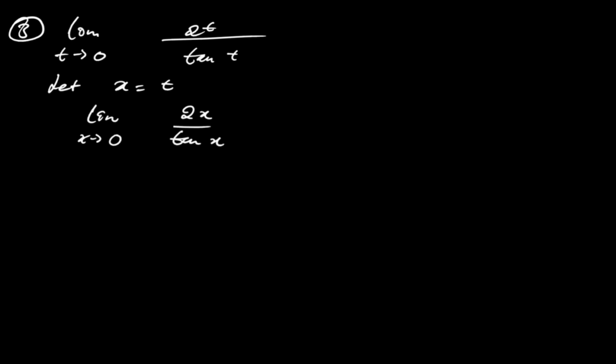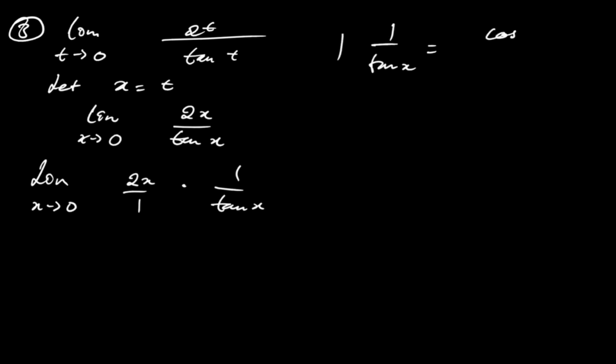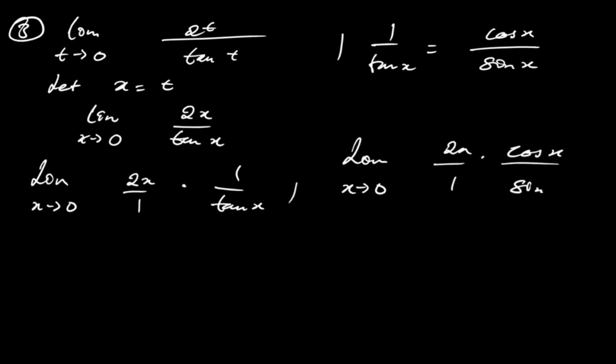So you'll be having something like, let me say, the limit as x approaches 0 of 2x over 1, and if I push out the tan, I have 1 over tan x on this side. Now remember, 1 over tan x is simply equivalent to cos x over sine x. So here you're now having the limit as x approaches 0 of 2x over 1 times cos x over sine x.